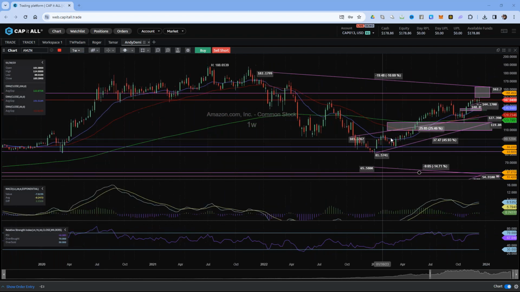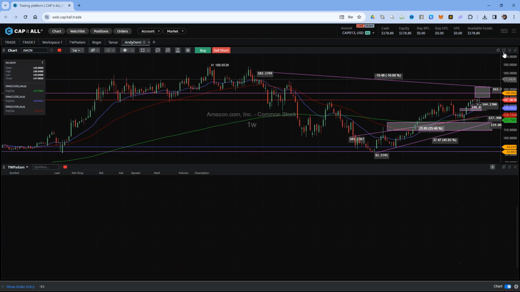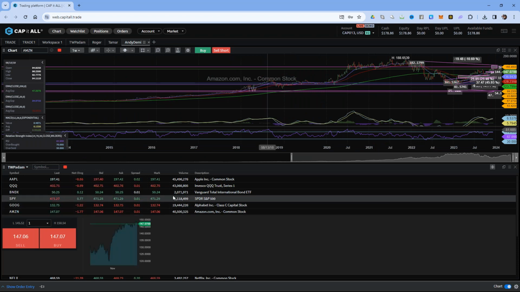120. Yeah, I mean, look, that's exactly where we were looking at, wasn't it? So that does look quite nice, doesn't it? I didn't realize there's a gap there. So 120 for me on Amazon looks like a really, really nice zone for a bounce. So around that area, that's where I would be placing my buy trades on this stock. Let's see what else we have, guys.